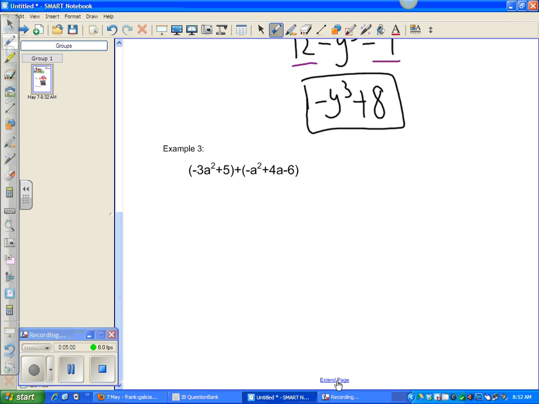This third example is a little bit more complicated. It has addition and some subtraction. I'm going to give you a second to try it. Why don't you pause the tape right now and try to work it out on paper and see if you get the same results that I did.